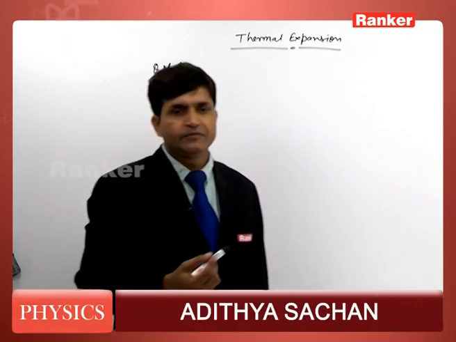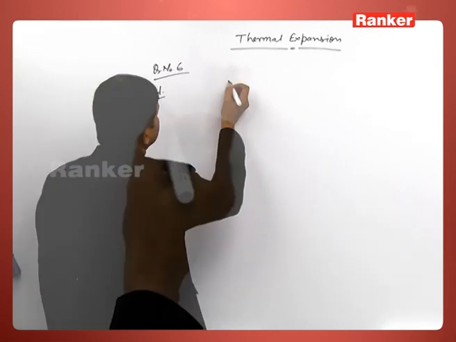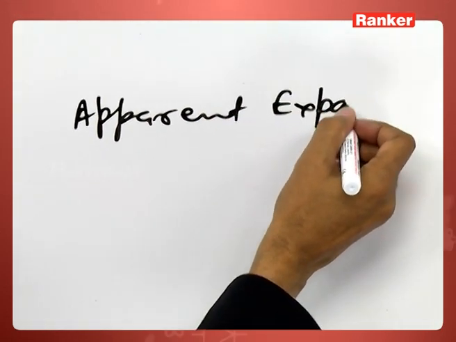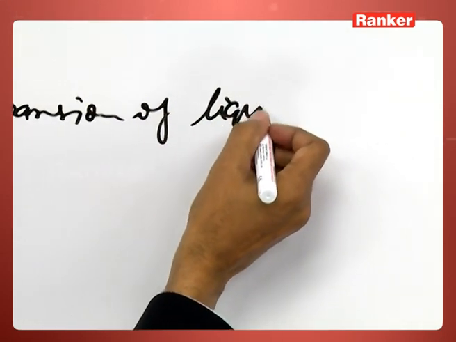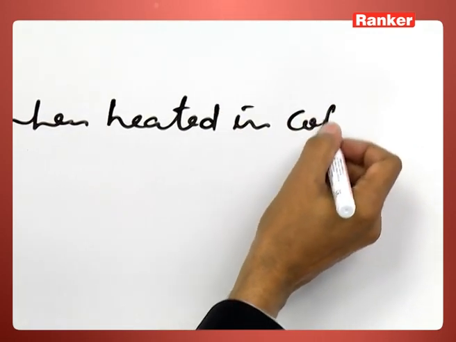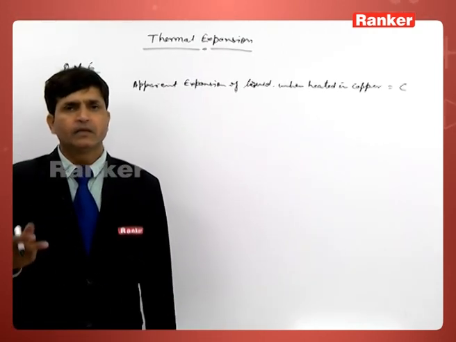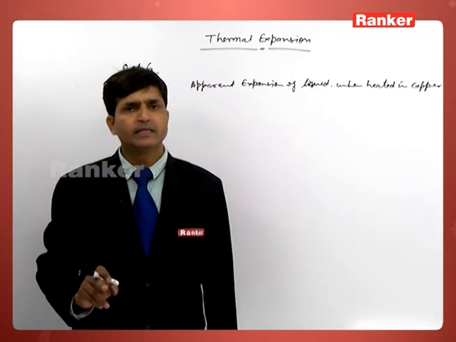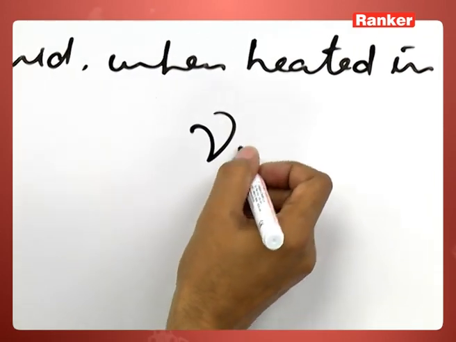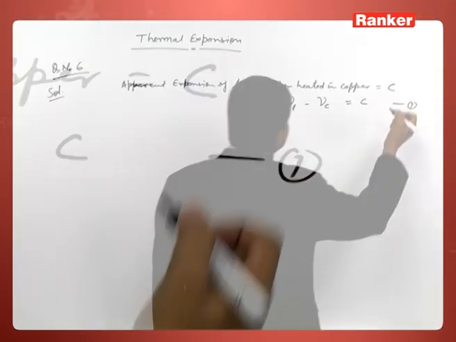As per the question, the apparent coefficient of expansion of the liquid when heated in a copper vessel is C, and in a silver vessel is S. We can write the apparent expansion of the liquid when heated in copper is C. Apparent expansion is the real expansion of the liquid minus the real expansion of copper. So gamma liquid minus gamma copper is C. Let this be the first equation.